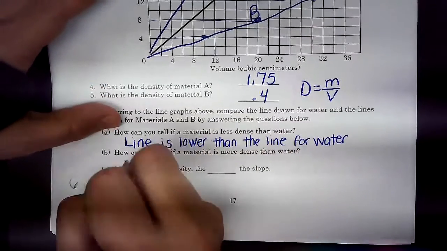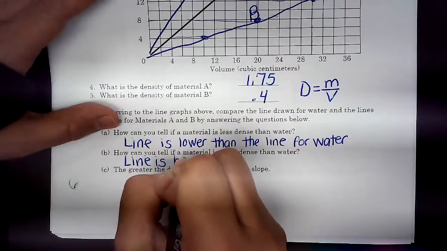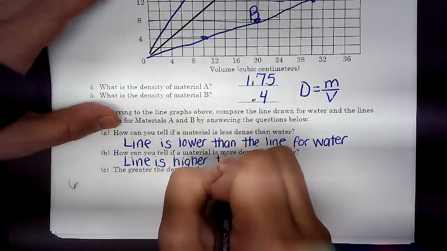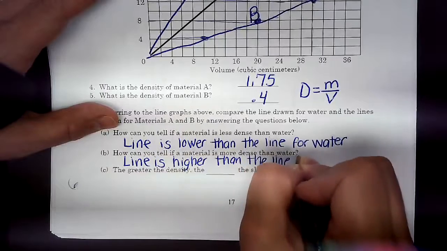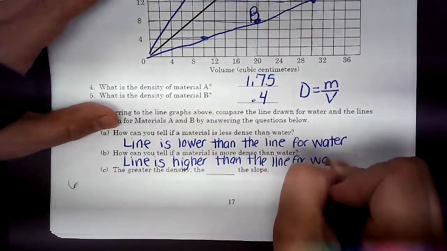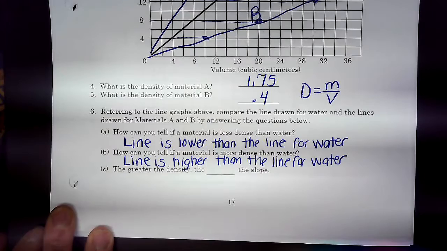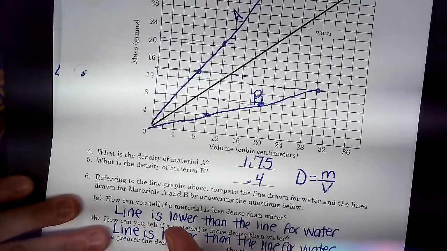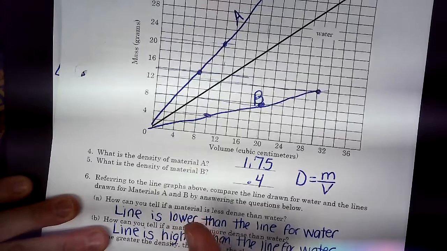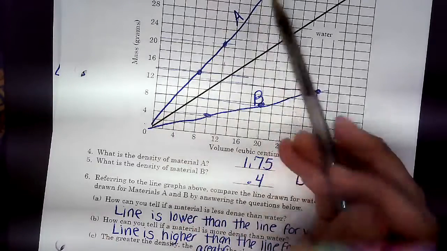How can you tell if it's more dense? The exact opposite. The line is higher than the line for water. And then finally, the greater the density, the blank the slope. The higher, the bigger, the greater, either one of those words. And you can tell because this has a bigger density, so it has a greater slope.